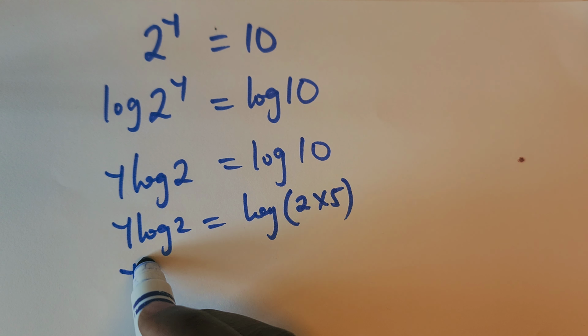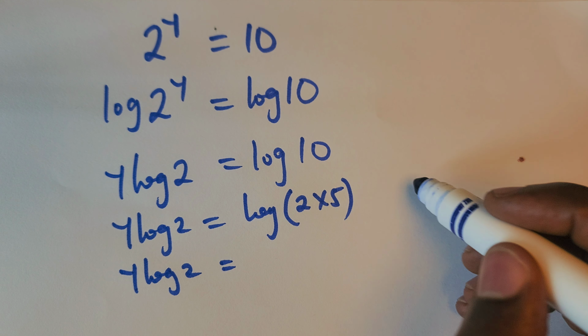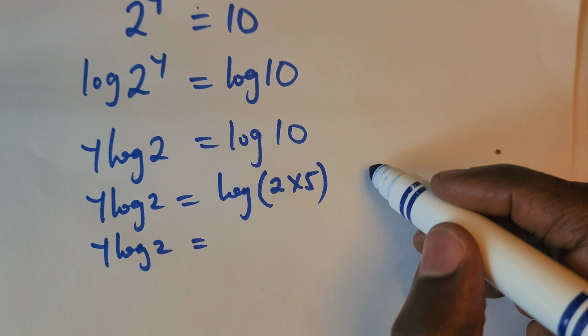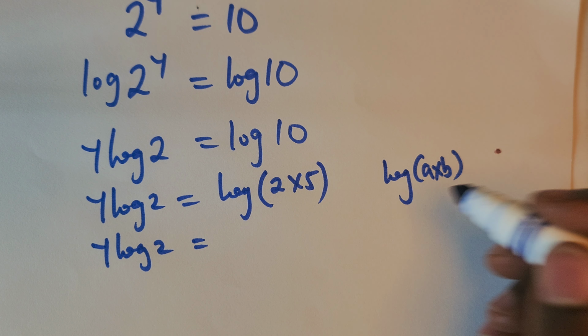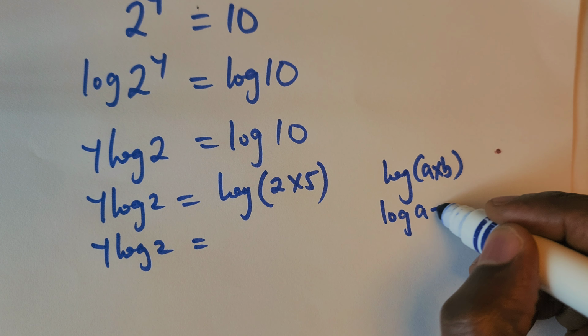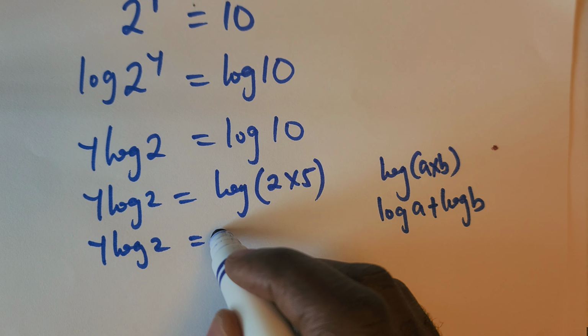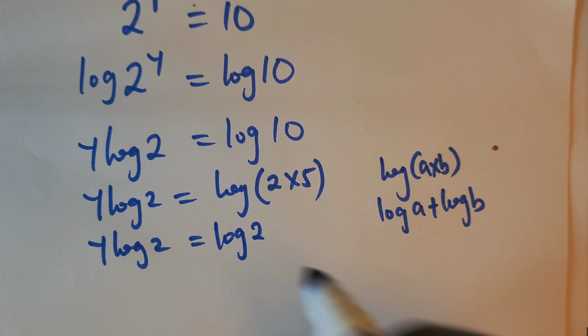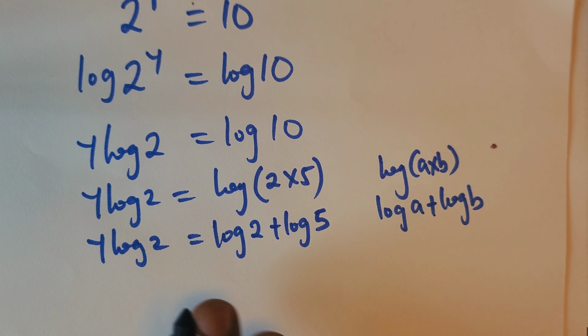And so here we have y log 2 equals, from the rule of logarithm, if we have log of a times b, this is the same thing as saying log a plus log b. This is the rule of logarithm, so I will be applying this rule to solve this problem. So here, this is going to be log 2 plus log 5. Don't forget they have the same base, which we assume to be base 10.